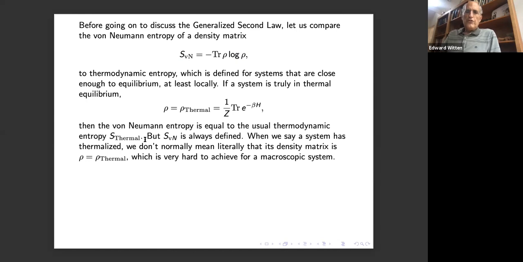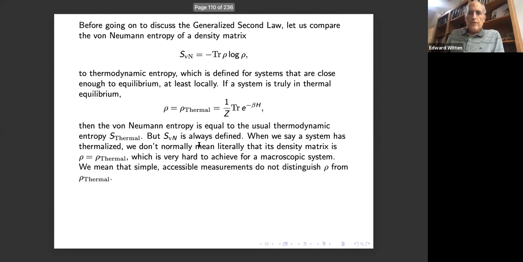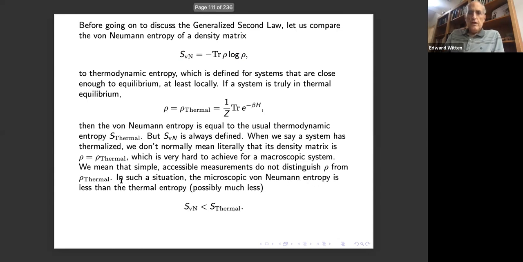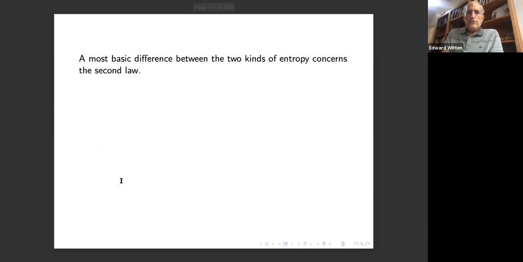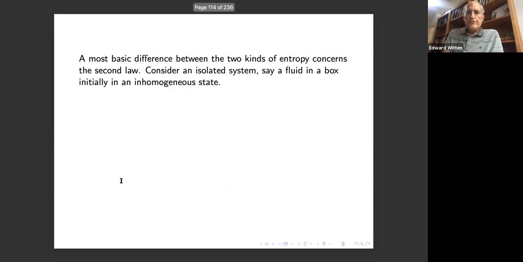When a system is thermalized, we don't normally mean literally its density matrix is a thermal density matrix, which is very hard to achieve for a macroscopic system. What we mean really is that simple measurements don't enable us to distinguish rho from rho thermal. In such a situation, the microscopic von Neumann entropy is less than the thermal entropy, possibly much less. The thermal entropy is what you get if you coarse grain and approximate the actual rho as rho thermal. So if you consider the second law, the two types of entropy are completely different.